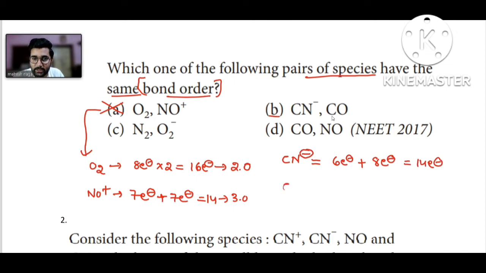Now let us see carbon monoxide, CO. The number of electrons present in carbon is 6, because the atomic number is 6. Oxygen has 8 electrons, because its atomic number is 8. So a total of 14 electrons.